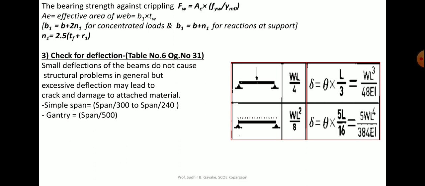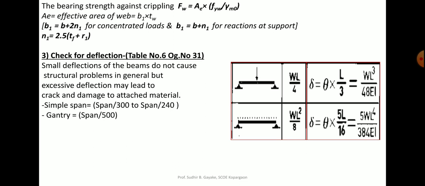After the calculation of design bending strength, if it is satisfying the design bending strength condition, you need to go for check for web buckling, check for web crippling, and check for deflection. So likewise 5 to 6 steps are required for design of beams.